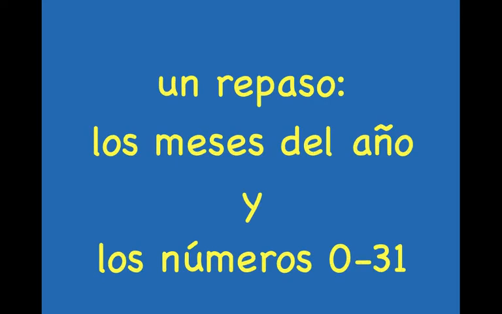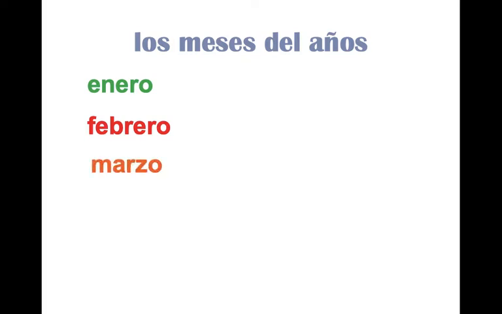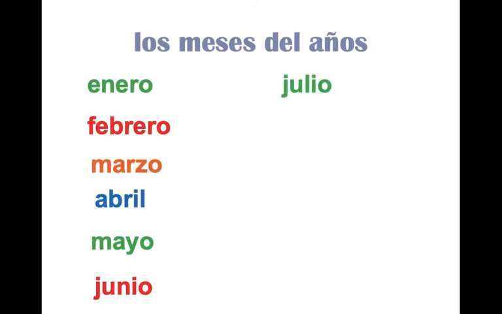Let's continue with un repaso. Los meses del año, the months of the year, y los números 0 a 31. Meses del año. January, you come up with it. Enero, February. Febrero, March. Marzo, April. Abril, May. Mayo, June. Junio, July. Julio, August. Agosto, September.